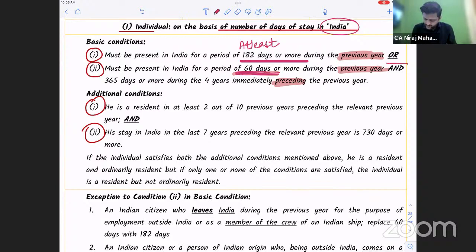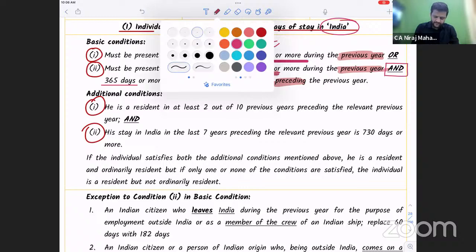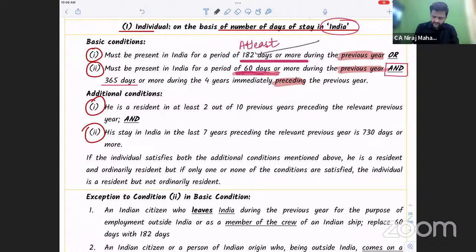Is basic condition number 2 over, or does the sentence continue? The sentence continues: and at least 365 days in the last 4 years. That means if in the current year you are unable to satisfy basic condition number 1, but you are in India for at least 60 days, that means 2 months.